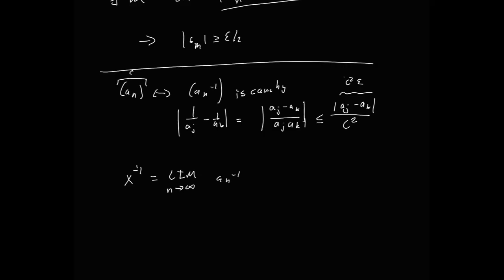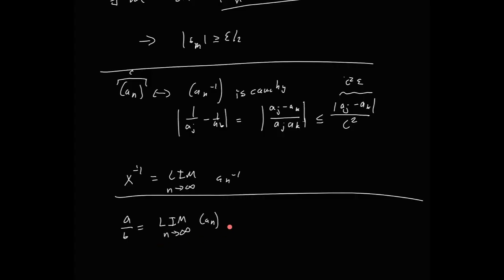And now we have division, right? We'll define a divided by b to be the limit as n goes to infinity of the a_n's times the limit as n goes to infinity of the b_n reciprocals.